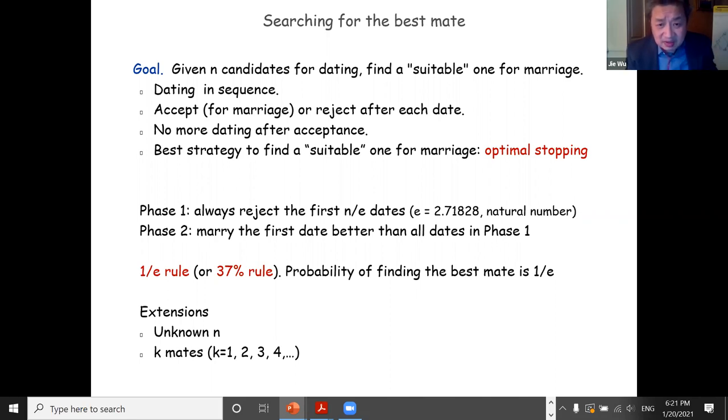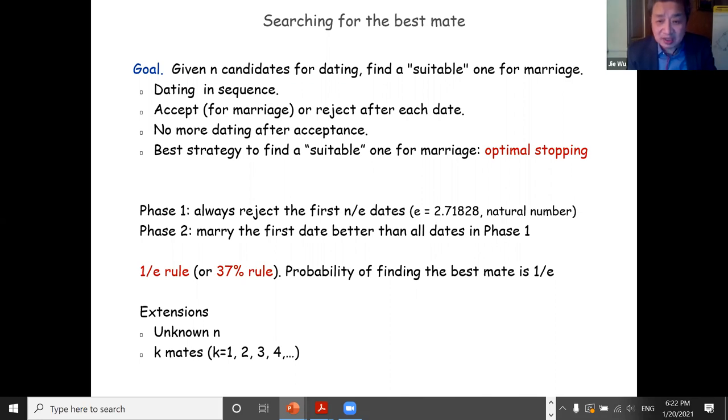Then the second phase. So we talk about how many people in the first phase. In the second phase, you just start a series: you marry the first person better than all the dates in phase one. So you follow a strict two-phase rule. First, just date, get the experience, get the maximum value. Second, you just scan the rest of the candidates, and the first one better, you just marry.